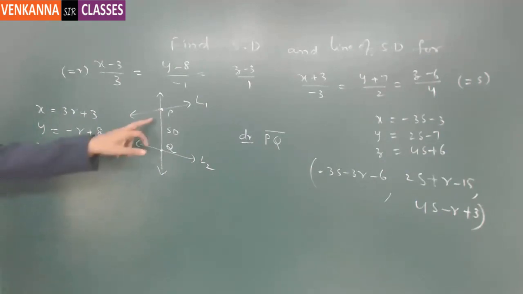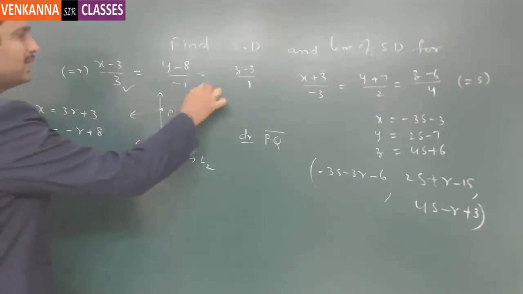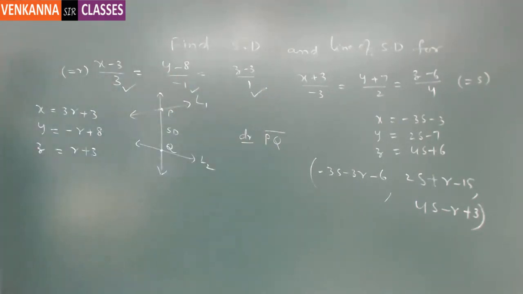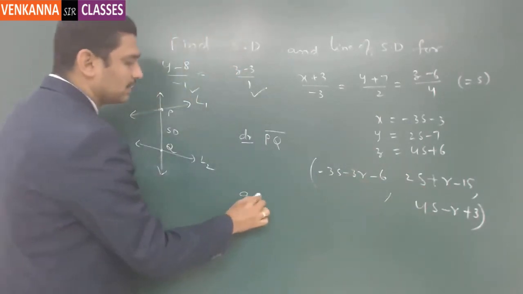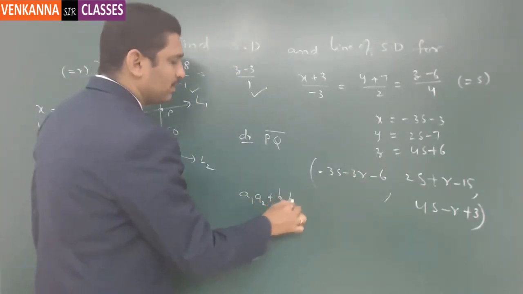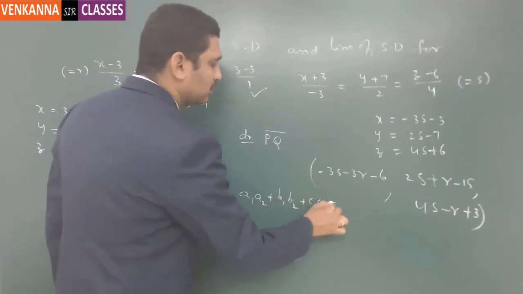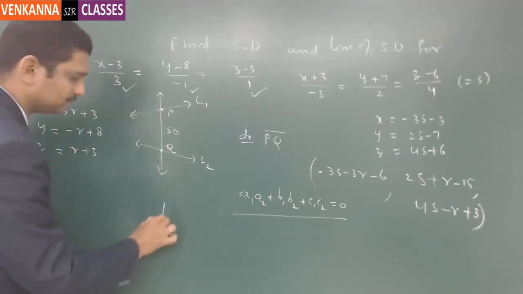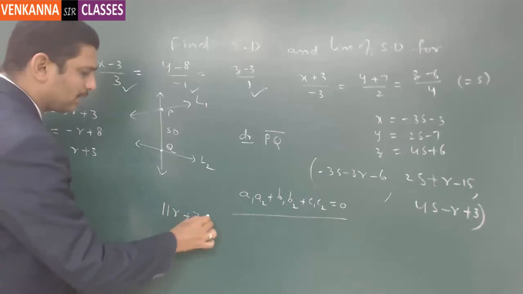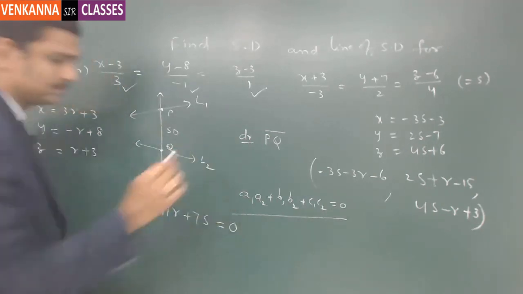Since PQ is perpendicular to line 1, for the drs 3, minus 1, 1, we apply the condition A1 A2 plus B1 B2 plus C1 C2 equal to 0. I am writing the simplified answer. If you simplify that, you are going to get the equation as 11R plus 7S equal to 0.